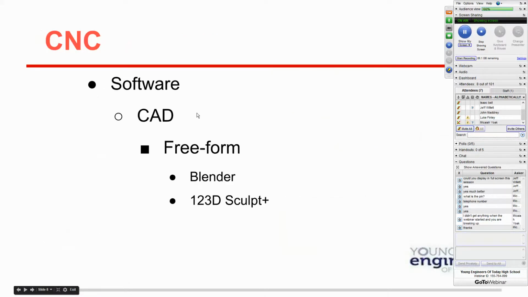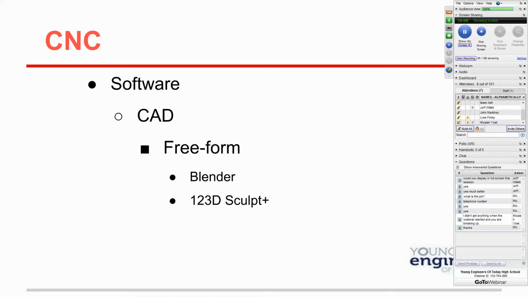So CAD software has a few different categories. It can be more of an artistic or freeform kind of software, like Blender and 123D Sculpt Plus. These are the kinds of things that are used for, well, again, more artistic applications. So maybe they're making characters for a video game, or models for a video game. Maybe they're making models for a movie of some sort. Maybe it's like an art project where they're making a computer animated movie, or whatever.